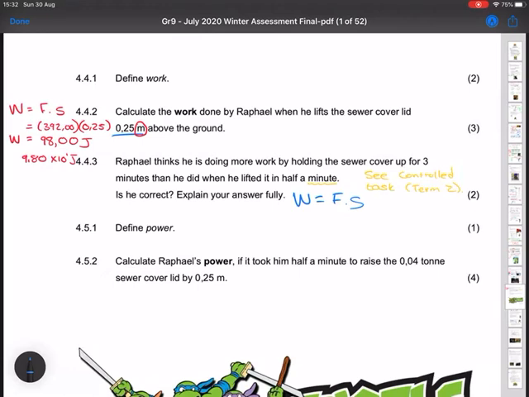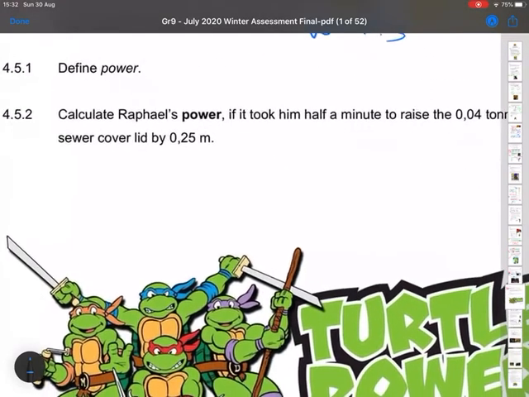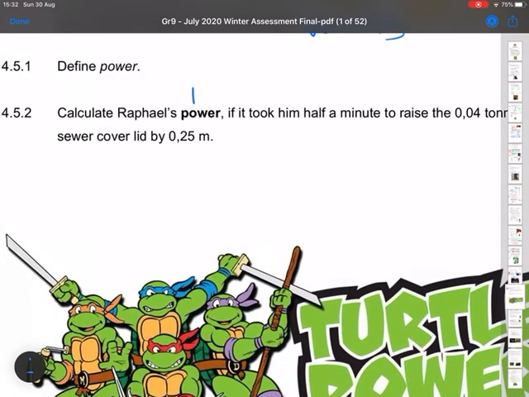The formula for work is work equals force times distance. It doesn't depend on time, so it's irrelevant how long he holds up the lid for. Only the mass or the weight of the lid and the distance which the lid moves matter. Define power, that's from your notes. Calculate Raphael's power. So we need to know what power is.